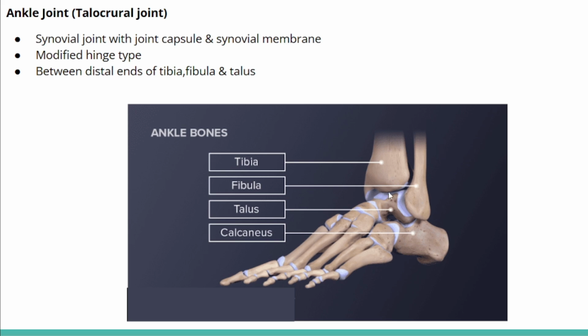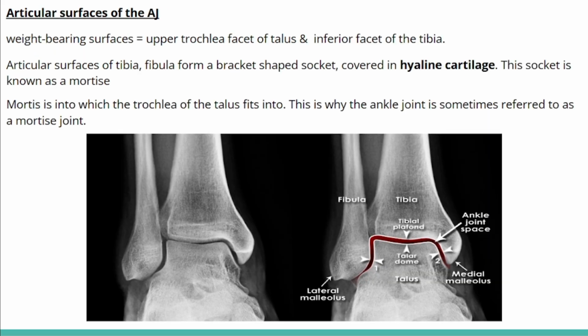Now the ankle joint occurs between the distal end of tibia, fibula and the talus. We'll first discuss what are the articular surfaces. Now the weight bearing surfaces of the ankle joint are the upper surface of the talus or the upper trochlear facet of talus. It is a saddle shaped surface, and the inferior facet of the tibia or the inferior surface of the tibia. Articular surfaces of tibia and fibula form a bracket shaped socket.